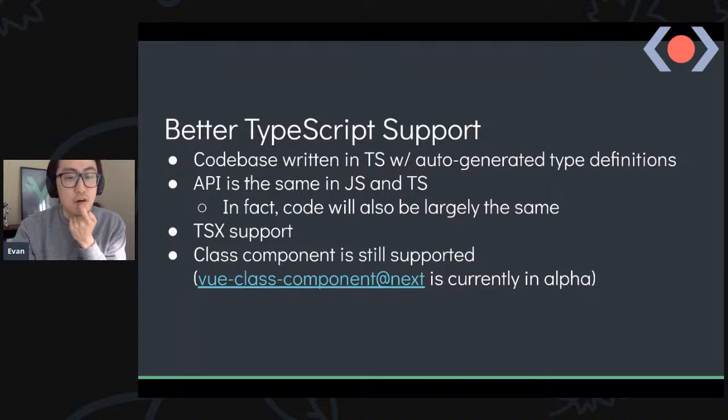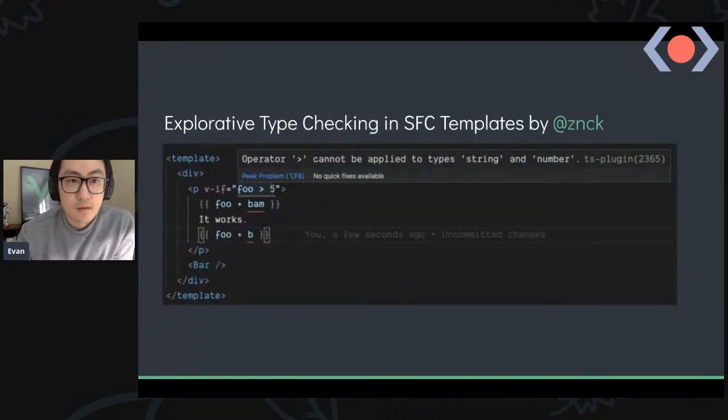So if you're a diehard class fan, class components are still supported. Vue class component has a next branch. It's currently in alpha, I think it's 8.0 alpha, which already works with the current Vue 3. And then we're also doing some exploratory type checking in single file component templates, which is something people have wanted for a very long time. This is still experimental. Hopefully we can get it into beta at a later stage.